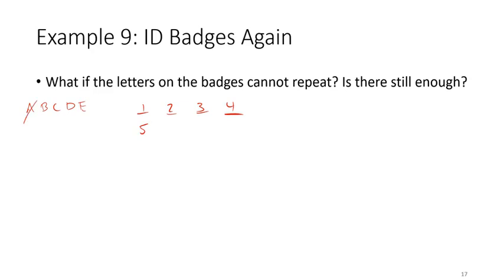We can't use A again, which means at the second letter, we have to choose a different one, B, C, D, or E. And so here we have 4 options. If we choose E, we're left on the third letter to have 3 options. If we then choose C, we're left with only 2. And so if we multiply these together, there are only 120 possibilities for badges at the company. So the letters are going to have to repeat.